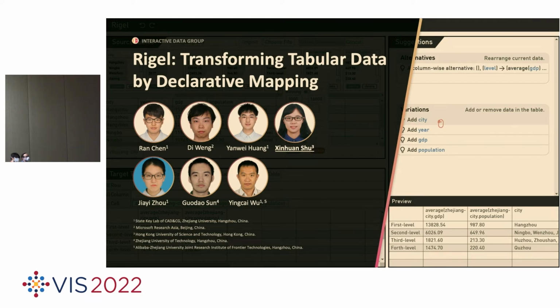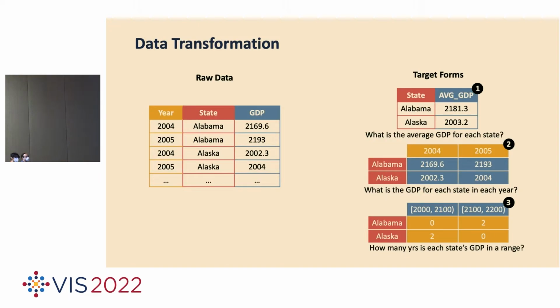Hello everyone, welcome to my talk. I'm Xinhua Xu. Today I will introduce our work, Rigel, transforming tabular data by declarative mapping. In the process of data analysis and decision making, we need to transform raw data into different consumable forms for analysis. However, the transformation process can be very difficult for users and might occupy up to 80% of the time in the whole process.